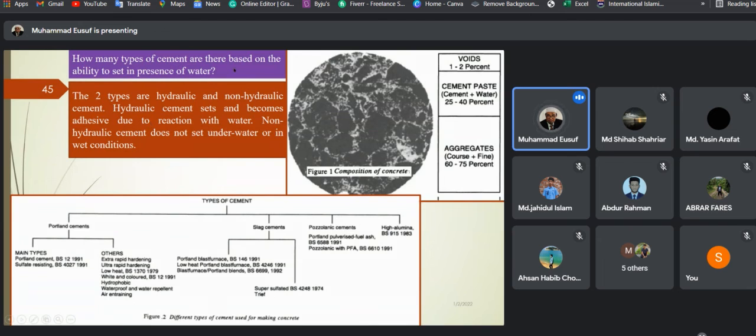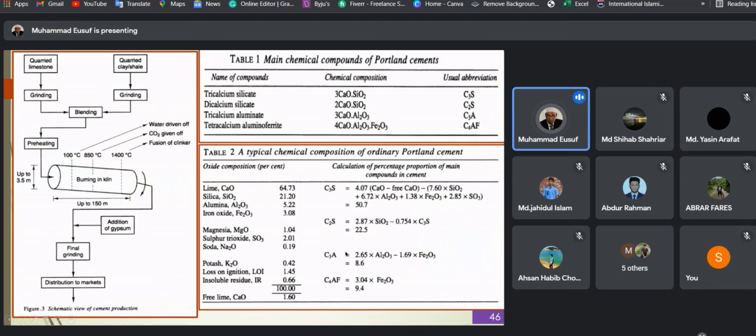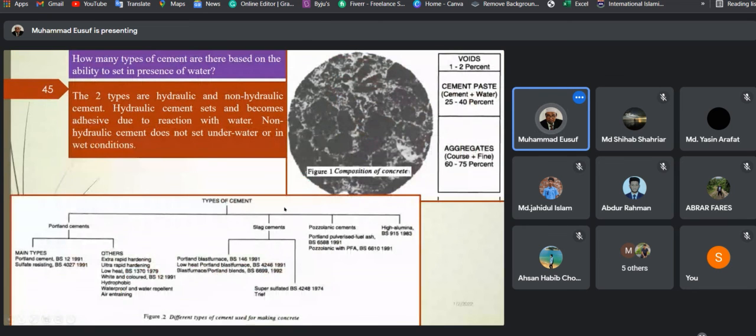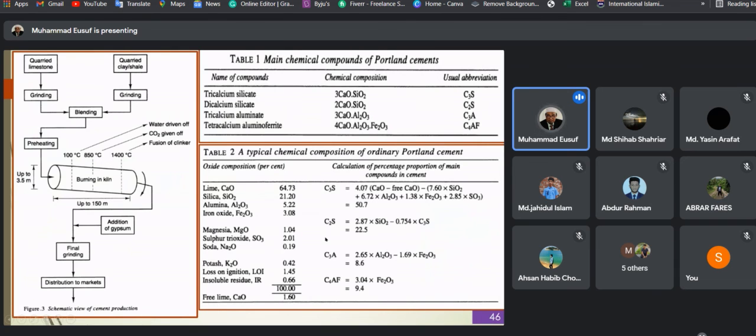days. How many types of cement are there based on the ability to set and presence of water? Okay, and as every year, we give you an amendment to find out the listing of the cement in Bangladesh. Okay, and after that you just arrange them according to the necessity. I will give you the question, then you can realize that. Types of cement: Portland cement, slag cement, Portland cement, and high alumina cement. Read it, then we can explain it again.